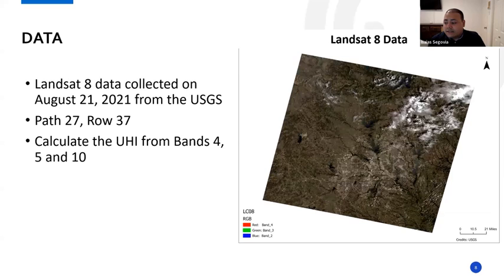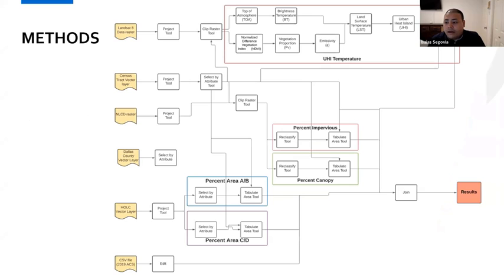This slide just shows the Landsat 8 data that was used. It was captured on August 21st, 2021, and bands 4, 5, and 10 were used to calculate the UHI for each census tract. This diagram shows the methods that I used to get my final results. Most of it consisted of using tools in ArcGIS Pro.